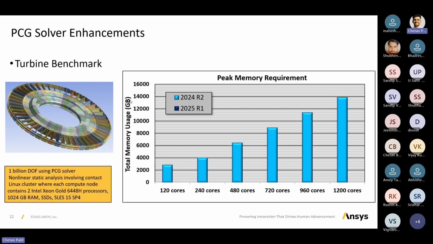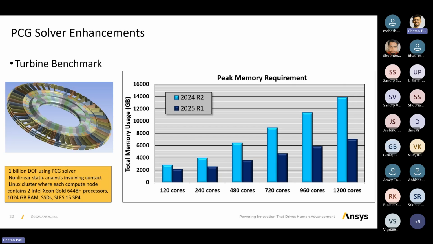So if we compare 2025 R2 with our previous version, that is 2025 R1, there is a large amount of difference between the version upgrades themselves. How the PCG solver is enhancing with respect to the version increments, you can see over here through the number of cores and the memory usage plot.